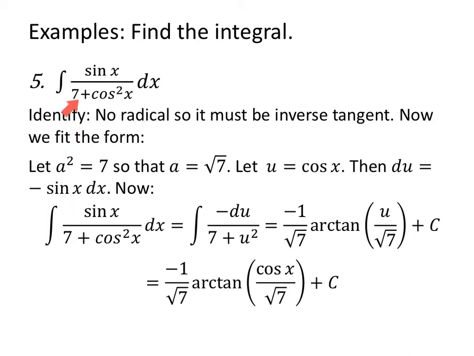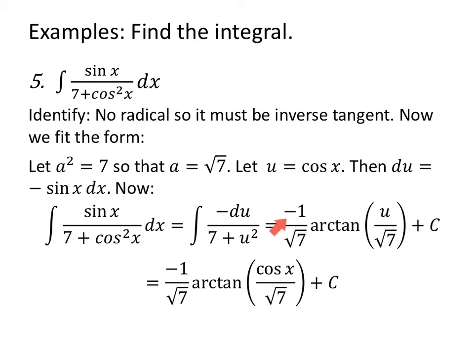So I'm going to let a squared be the constant 7, then a is the square root of 7. I'll let u be the cosine of x, then du is minus sine x dx. Alright, sine of x dx, I can replace this. That's going to be a negative du. I have to take care of my negative. 7 plus u squared. I could write it in a positive version, probably arc cotangent, but we don't do that.